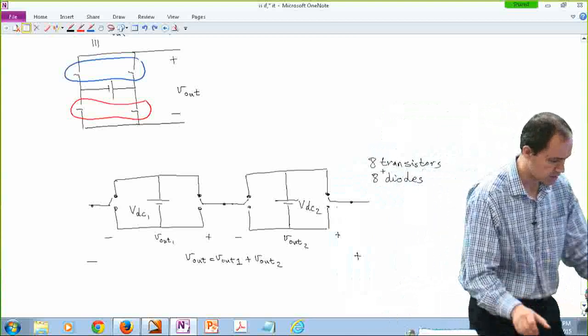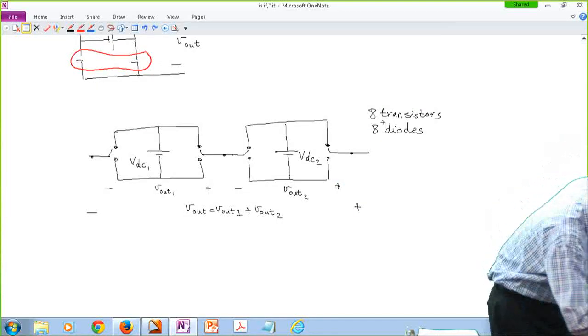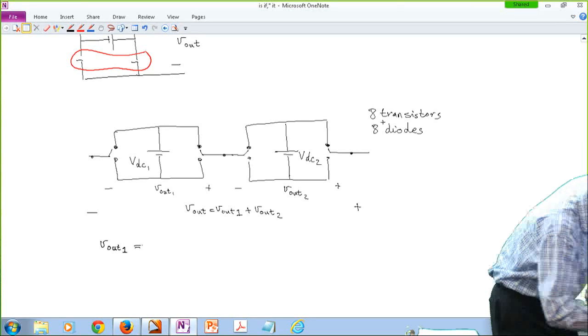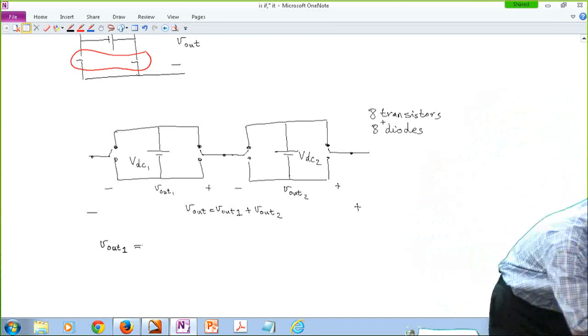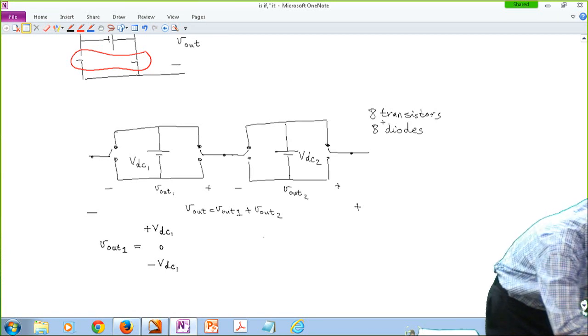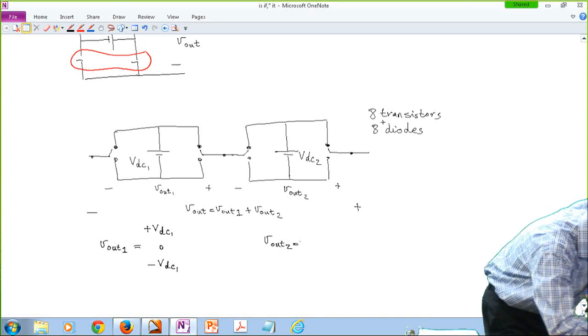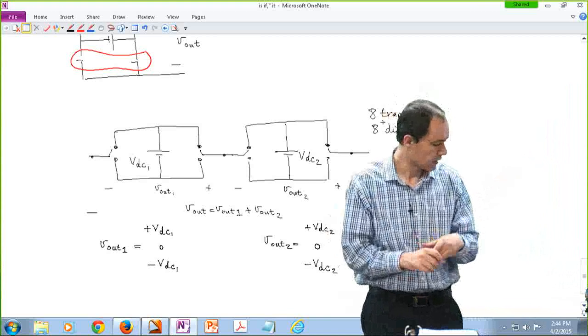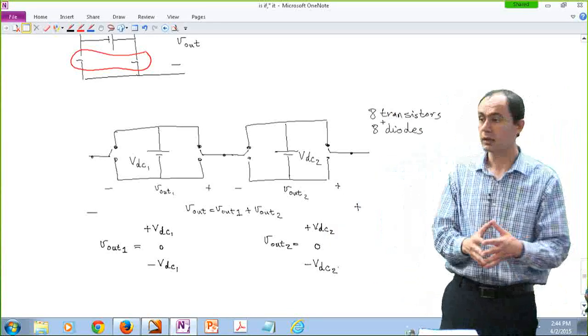All right, so let's see what I mean by a multi-level output voltage. If you look at V out 1, which is the output of my first H bridge, depending on the position of the switches, it could be VDC 1, 0, or negative VDC 1. If I look at V out 2, again, depending on the position of my single pole double throw switches, it could be positive VDC 2, 0, or negative VDC 2. So I have three possibilities on the left and three on the right. Once I add these together, I have basically nine possibilities.